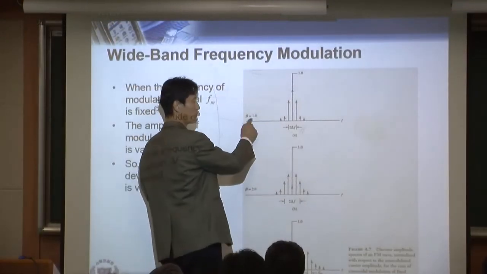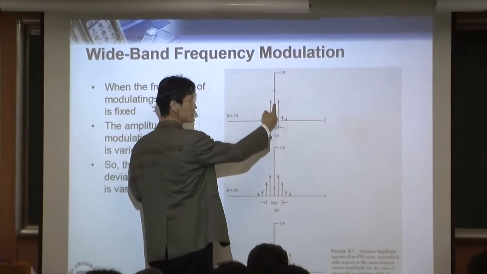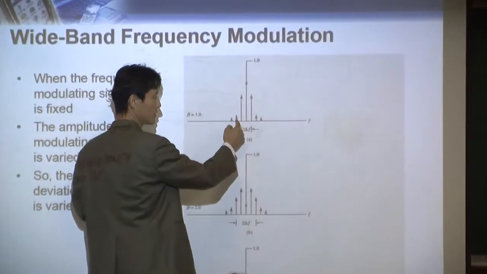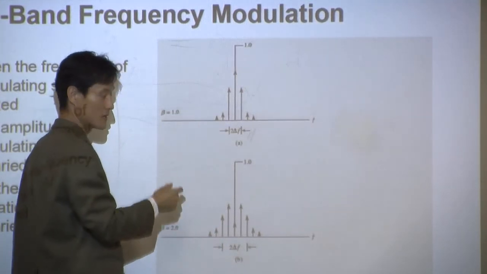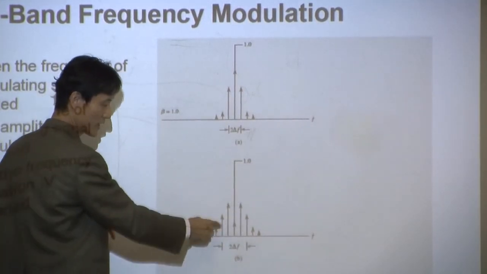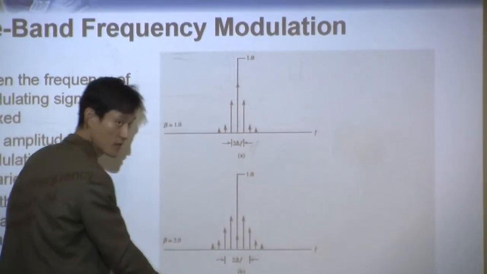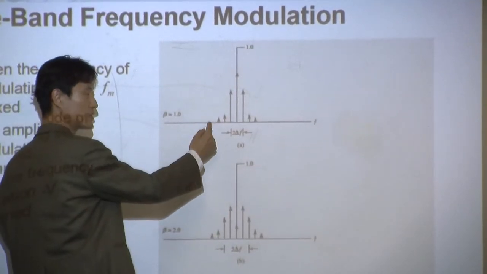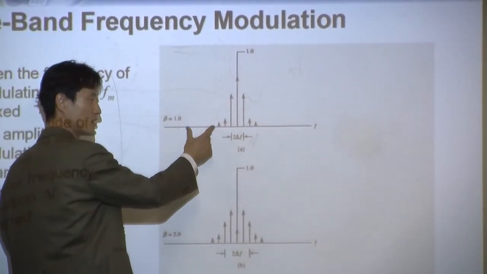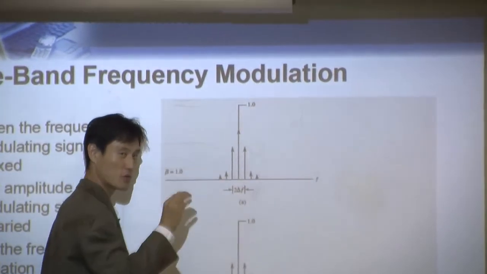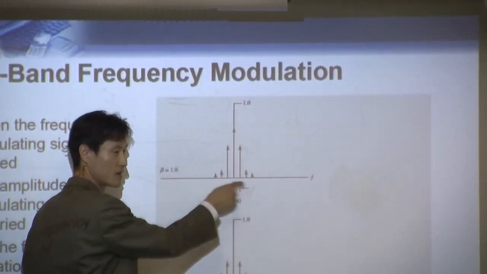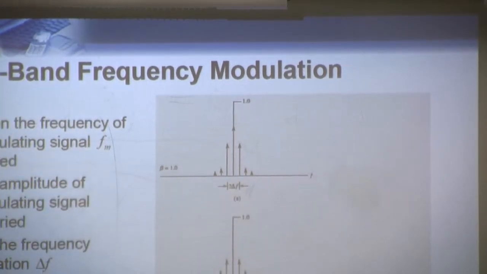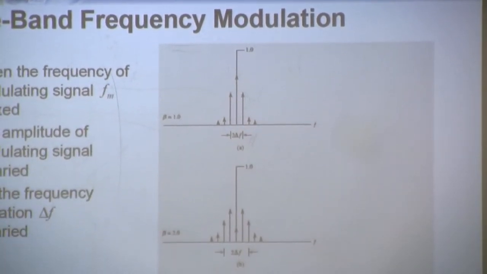When beta equals 1, now you see several impulse functions here, right? And when beta changes, you see something different. In fact, here we also see an infinite number, but this area is so small that you don't see it, but there is an infinite number. So this is going to be the spectrum when you see FM.